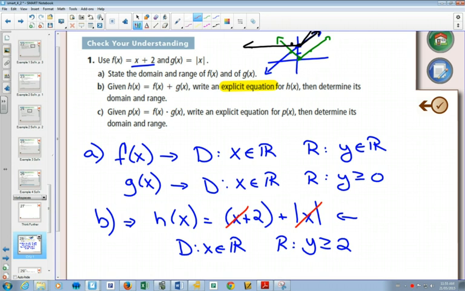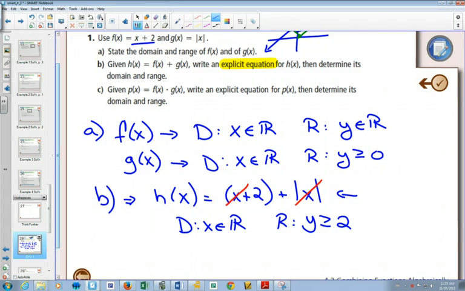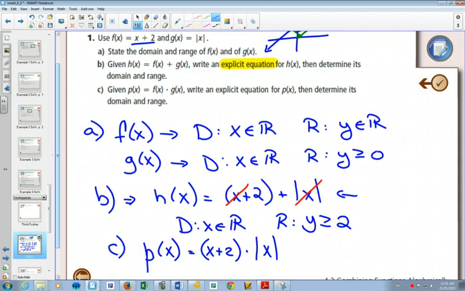Now for part C, we're doing the product now. We're going to write an explicit equation. P of x is equal to, and it will be x plus 2 times the absolute value of x. Yes? Oh, it is p of x. That's just a fancy looking p. I haven't finished drawing it yet. There we go. So p of x is x plus 2 times the absolute value of x.